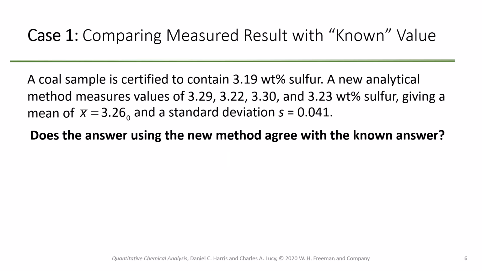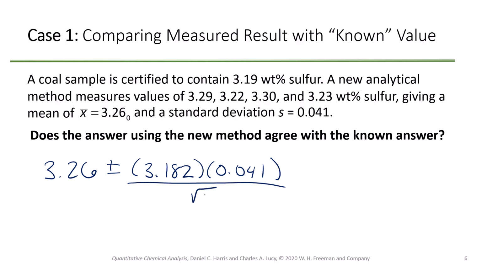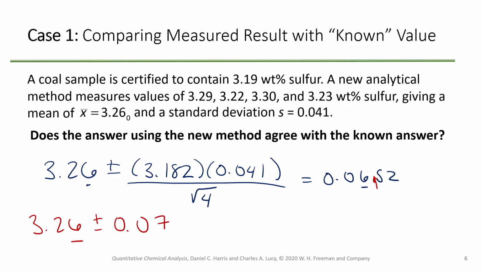We can put it all together now. 3.26 plus or minus 3.182 times 0.041 divided by the square root of 4, and I get 0.0652. So make sure these line up, and our answer is going to be 3.26 plus or minus 0.0, and then 5.2, this 5 will cause it to round up to be 0.07. So these have to line up.